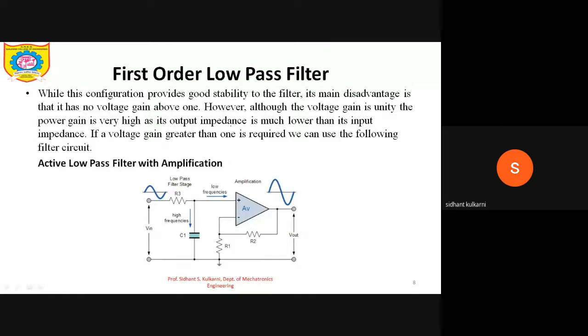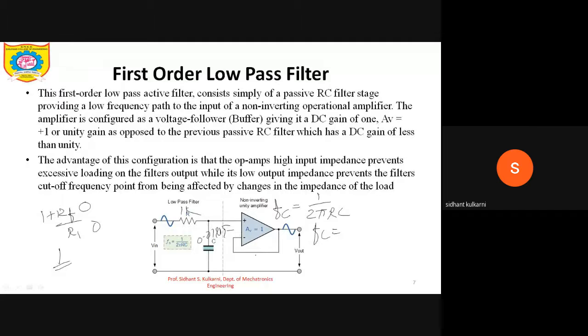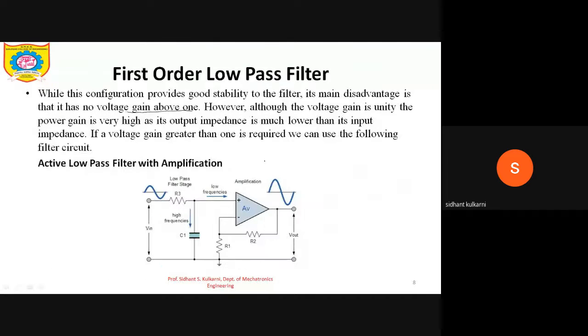While this configuration provides good stability to the filter, its main disadvantage is that there is no voltage gain above 1, because the output is directly connected to the input. So gain can be maximum 1. Here it is written AV is equal to 1. But although the voltage gain is unity, the power gain is very high. Its output impedance is much lower than its input impedance.